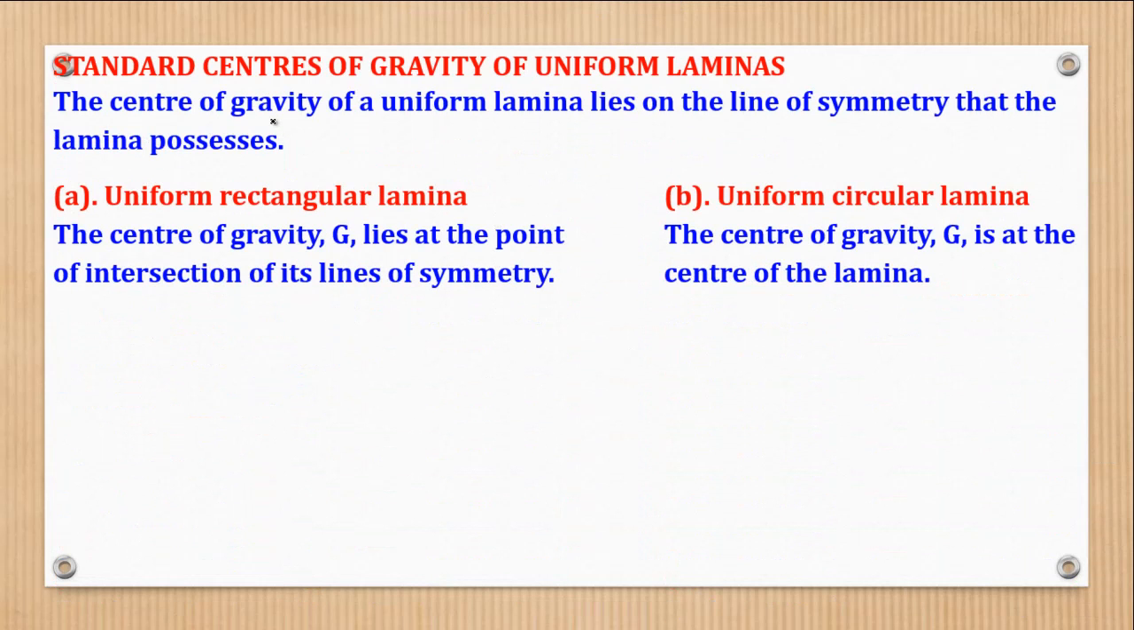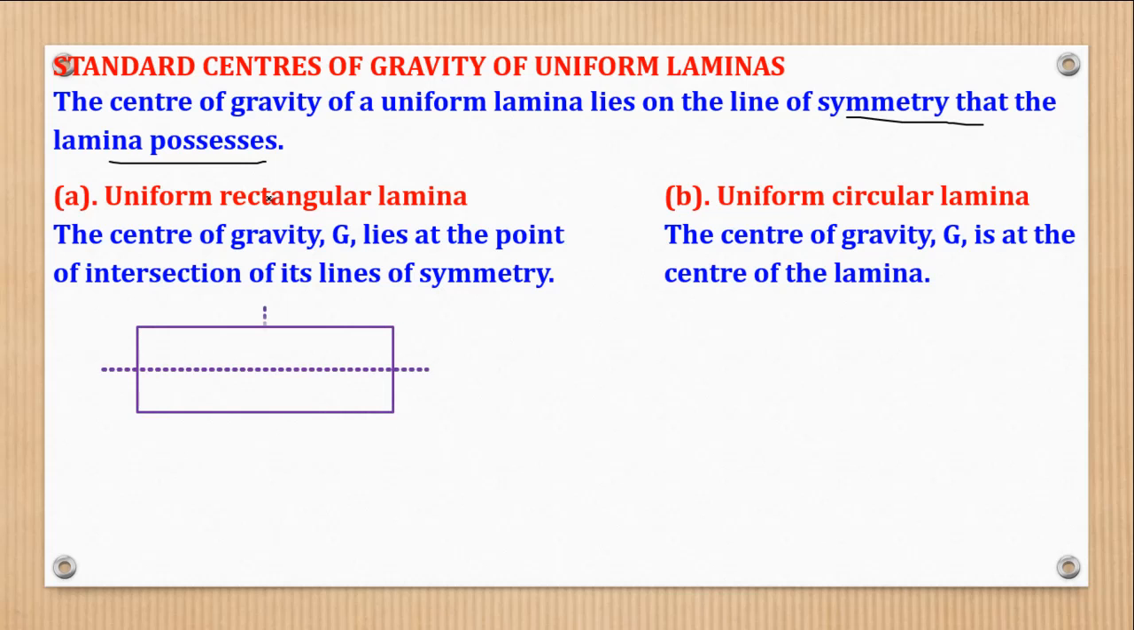So now we shall go to standard centers of gravity of uniform lamina. The center of gravity of a uniform lamina lies on the line of symmetry that the lamina possesses. I think you already know that. So the main aim in these shapes is to identify the lines of symmetry. Let's start with a uniform rectangular lamina. When you have a rectangle, you just get this line of symmetry, and that will be the center of gravity. For a circle, its center is the center of gravity.